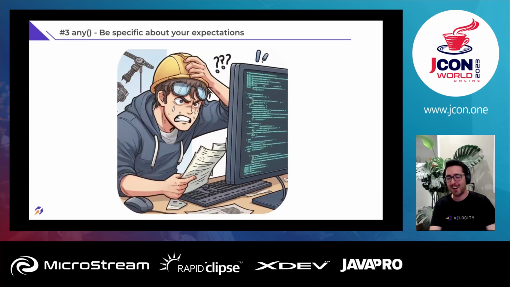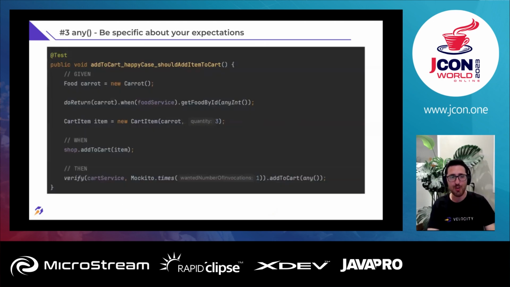Now, in Mockito, we can use any, which is kind of a magical argument matcher that will match to, well, anything. So we have this test, and I want to test the add to cart again in the happy case. And we said that the food service will return a carrot to whatever ID we give it. Any integer will return the carrot. And then when we verify that cart service was being called, the add to cart function was called, we don't care about the input, we can just say any.